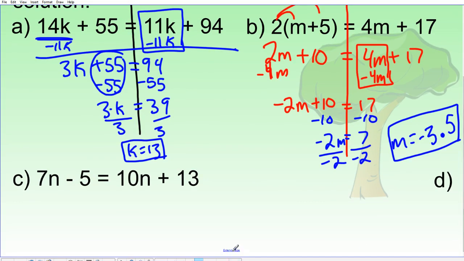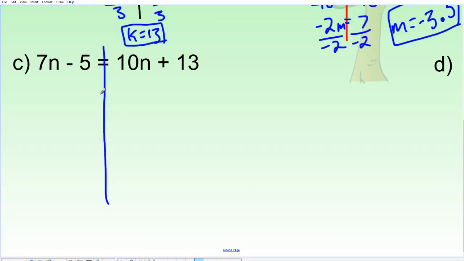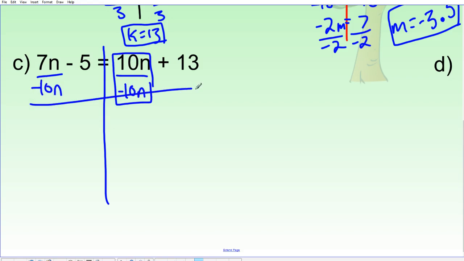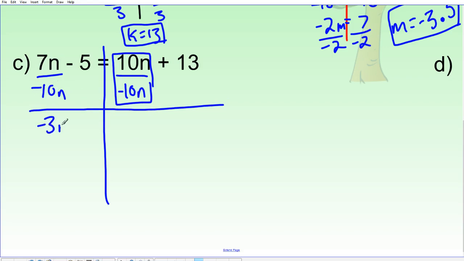Letter C. No parentheses. No combining like terms here or there, but I do have variables on both sides, so I'm going to get rid of the one on the right by adding or subtracting. Since he is positive, he gets subtracted away. Whoa, that was terrible. Better. Alright, so now 7n minus 10n is negative 3n minus 5 equals 13.